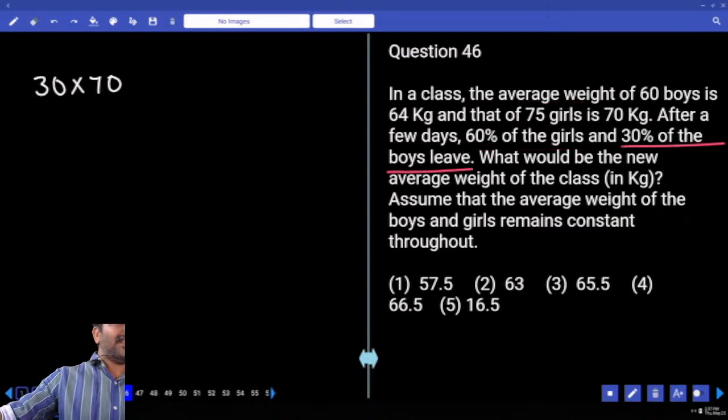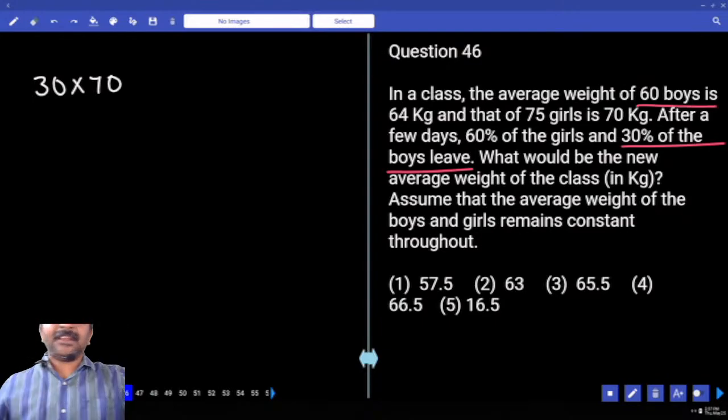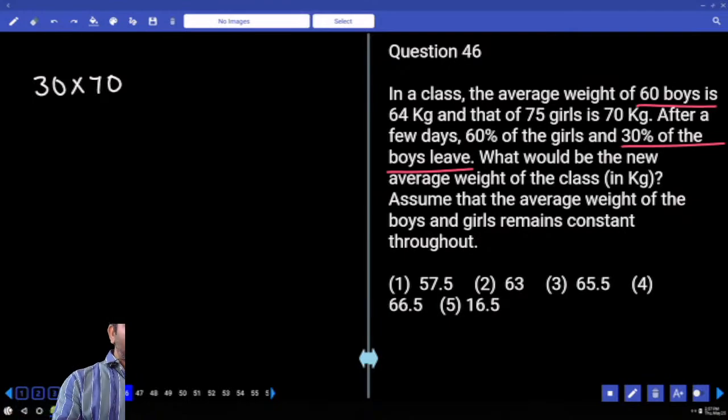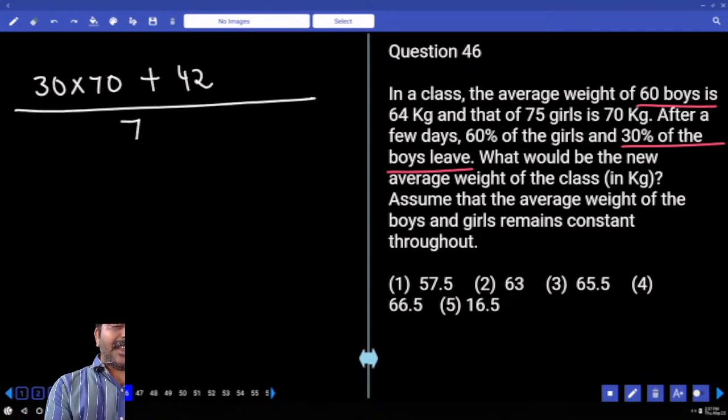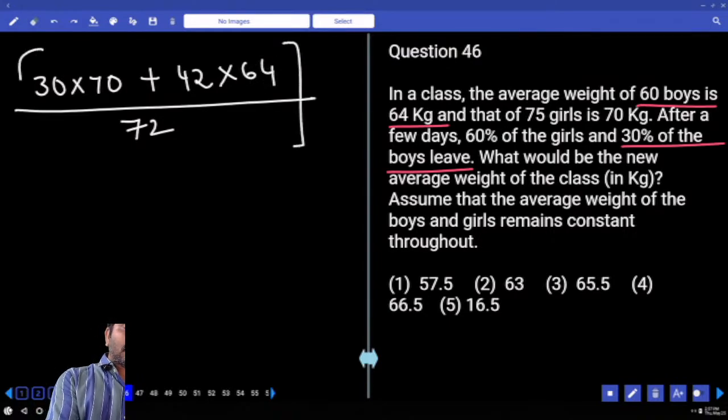30% of the boys are leaving. Then what percent are staying? 70%, calculated on 60 boys only, which is 6 into 7, 42. How many girls are there? How many boys are there? Total. When we were asked to calculate the average, that must be divided by 72 only. Now 42 boys are there. And what's their average? 64.